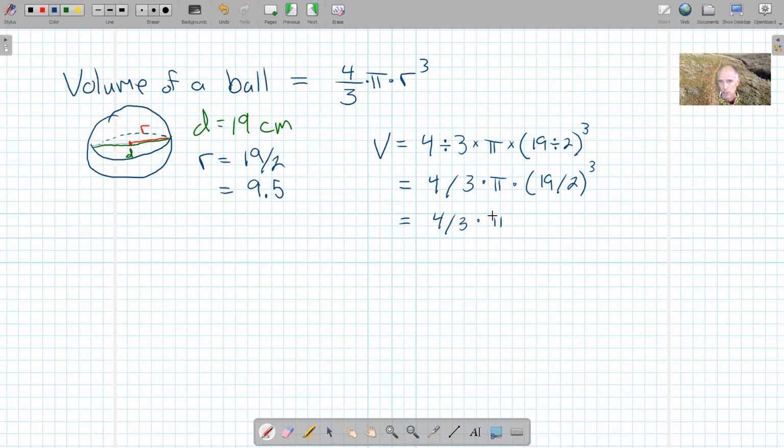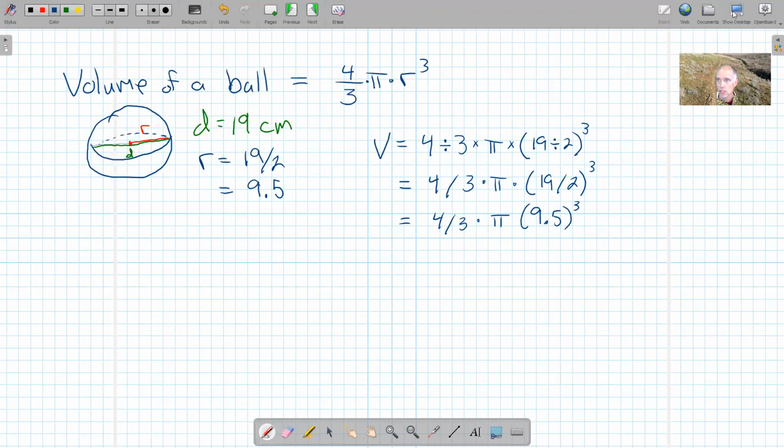4/3 times pi times 9.5 to the 3rd power. And again, I'm just using the parentheses here for safety. They mostly matter when you're plugging in a fraction or a negative number. Then the parentheses will matter more. So sometimes they're important, sometimes they aren't. So just use them all the time to be safe.